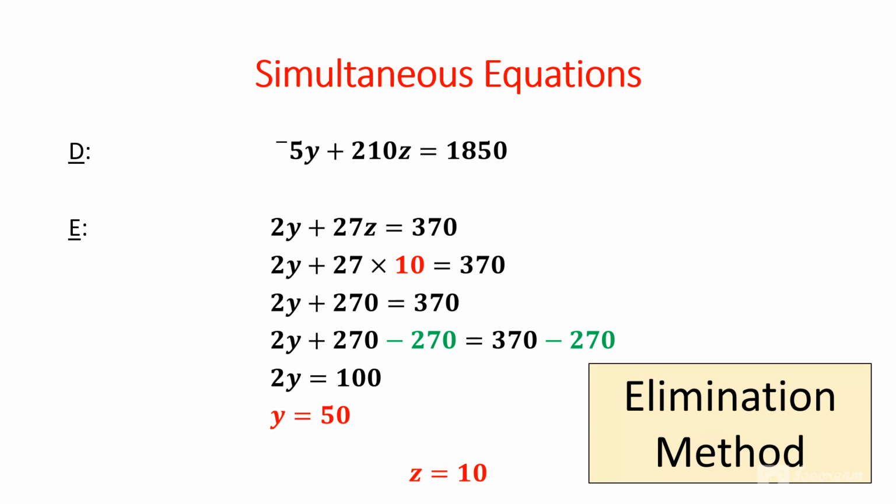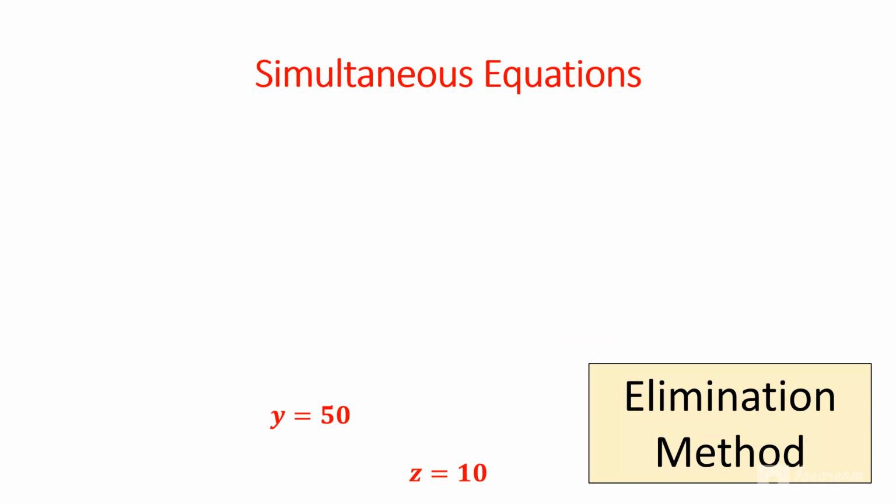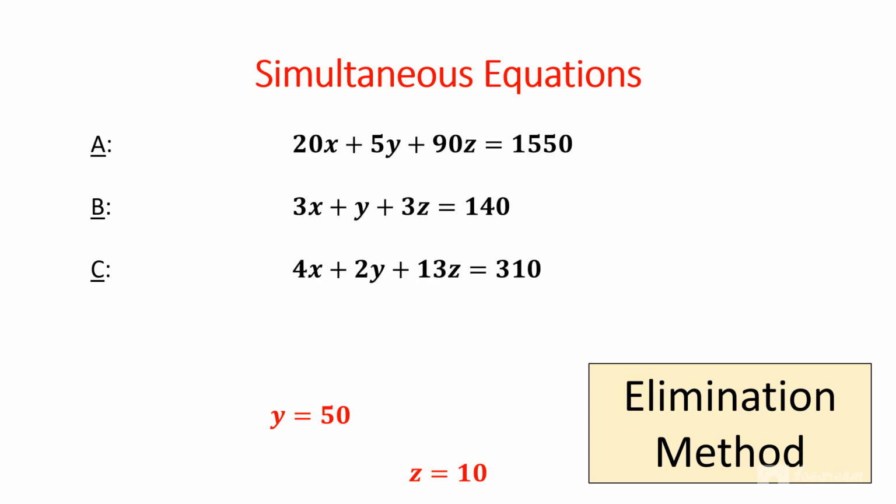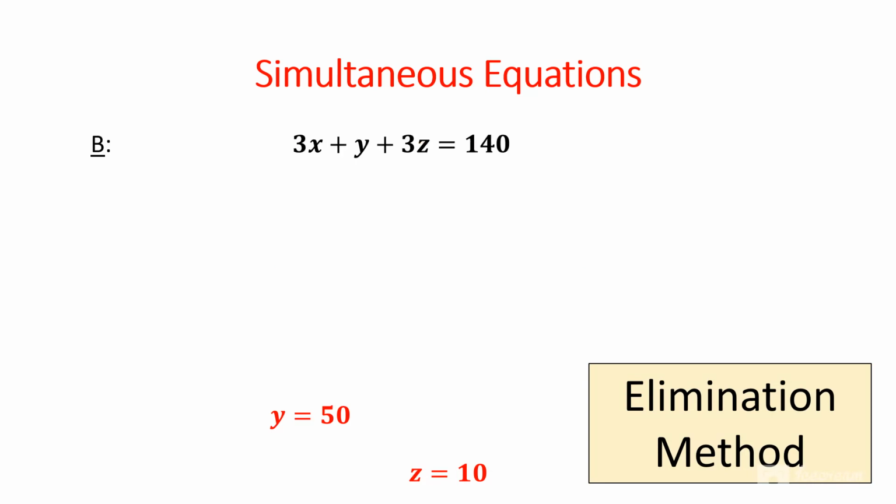Now we've got to find x. So let's take the two variables we know. We can't use equations D and E anymore because they have eliminated x, remember. So we've got to go all the way back to either A, B, or C. It doesn't matter which one. I'm going to pick equation B because it looks to be the easiest out of all three. And I'm going to substitute in these two values.